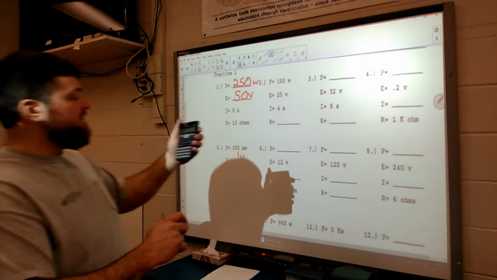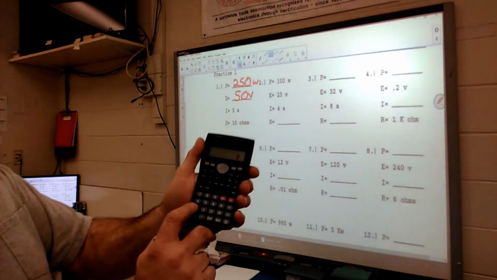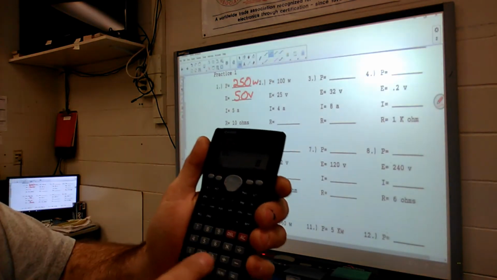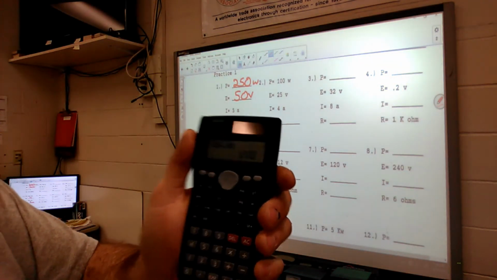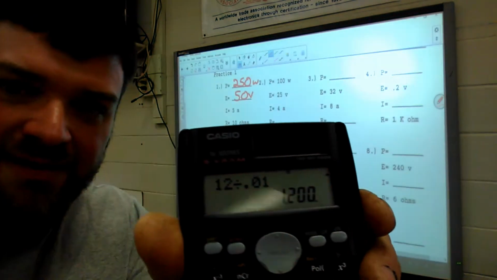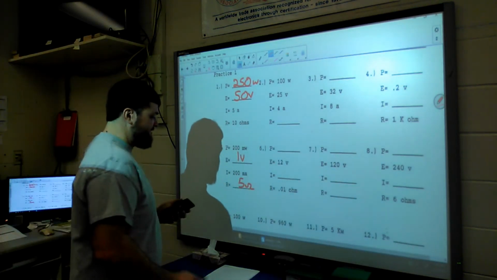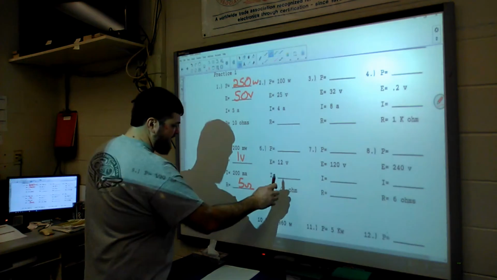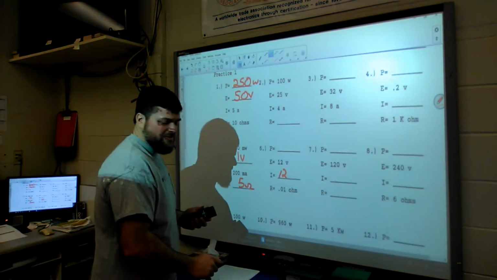So let's try this. Oh, I wish these calculators worked better in this low light, which is the only way I can film. So if we do 12 divided by 0.01 equals, if you can get that, 1200 ohms. Excuse me, 1200 amps. Wow, that's a big one. That sounds huge.